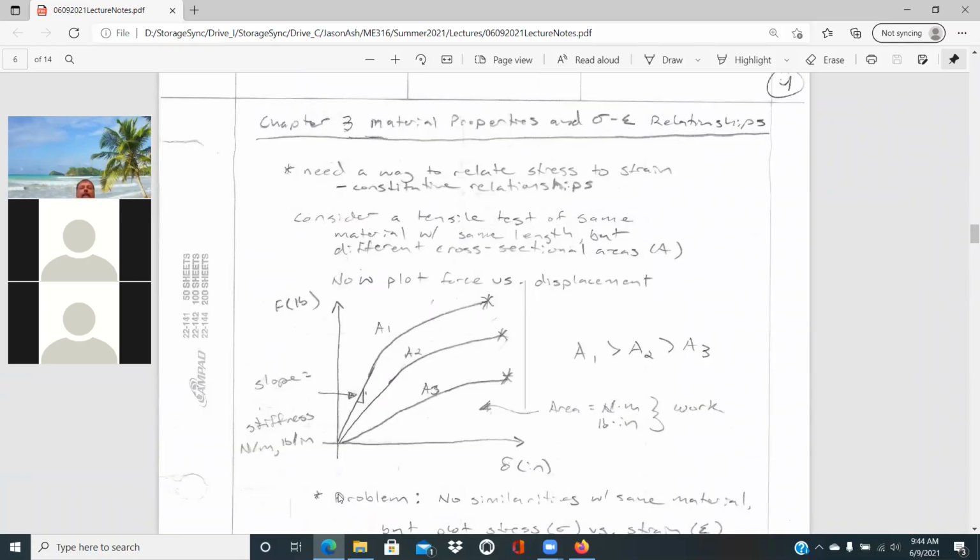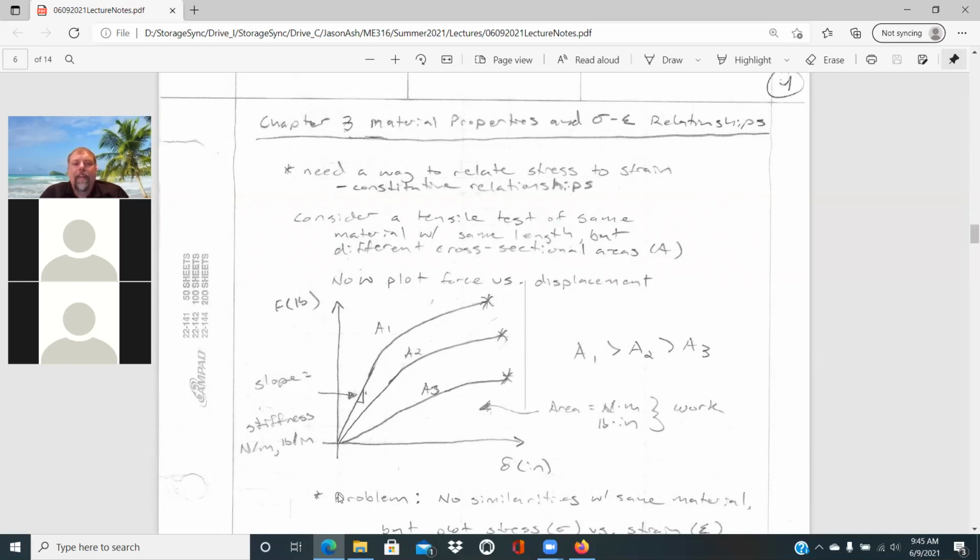Chapter 3, some of this stuff will probably move through fairly quickly because you've seen this before in MET 231, 232, and then again in ME 216. But chapter 3 really deals with material properties and the stress-strain relationships. We really need a way to relate stress to strain using that.